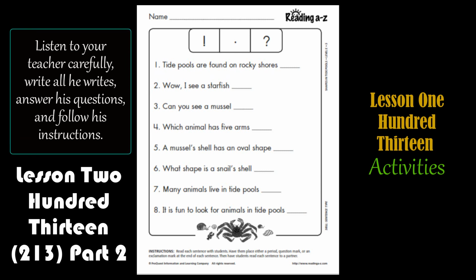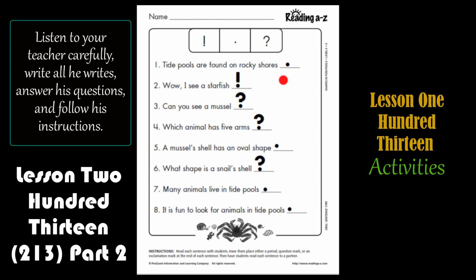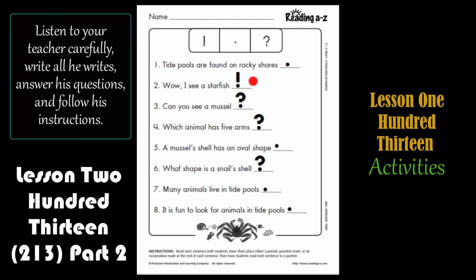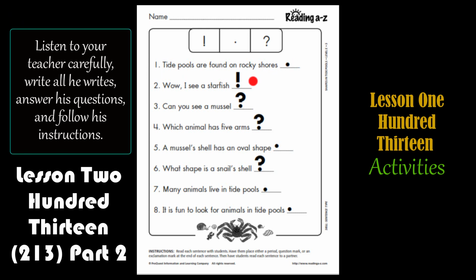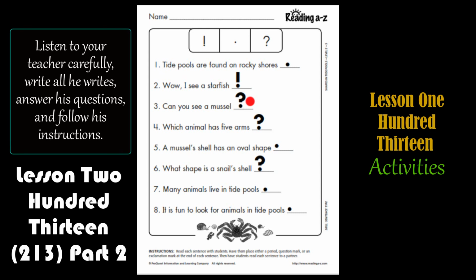Now let's place the punctuation. Here you are. Tide pools are found on rocky shores. Period. Wow, I see a starfish. Exclamation mark, sorry. Can you see a mussel? Question mark. Which animal has 5 arms?